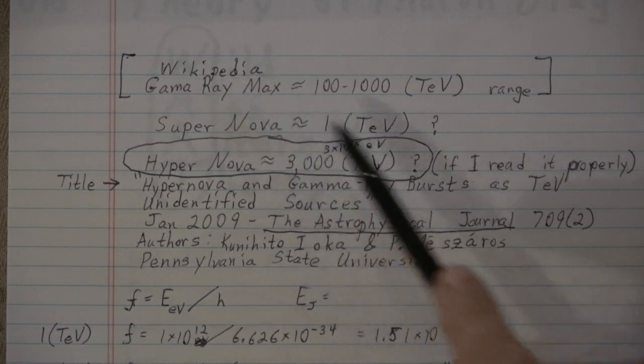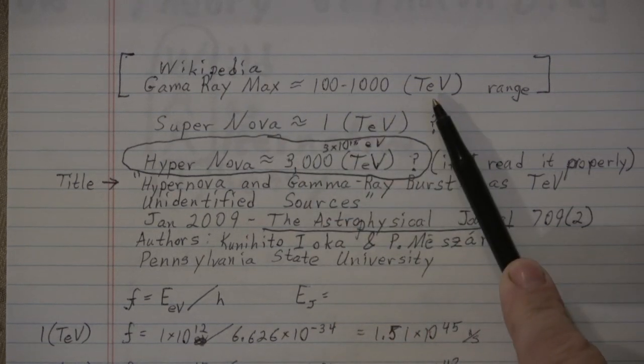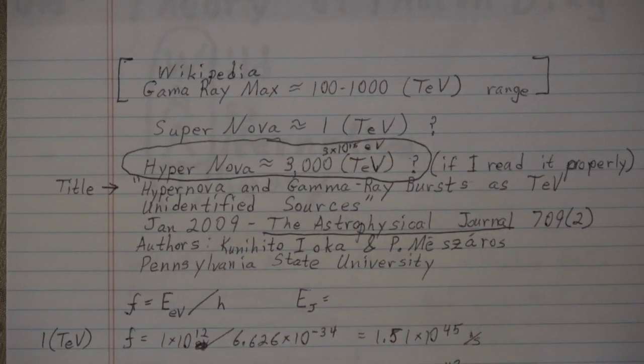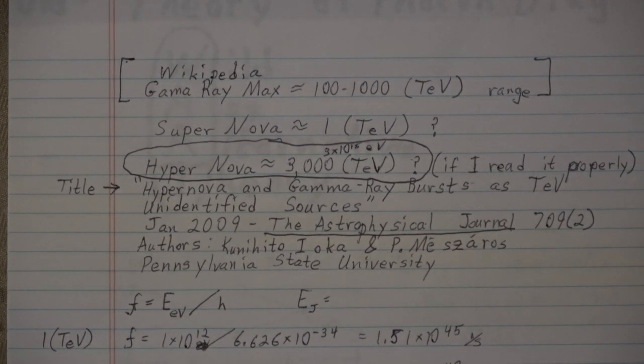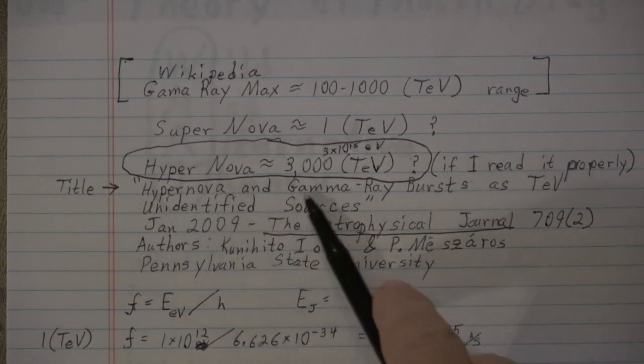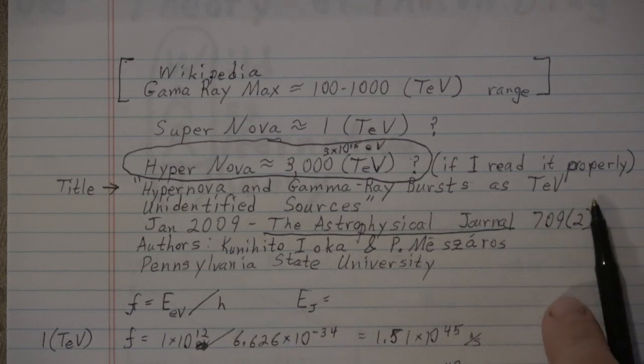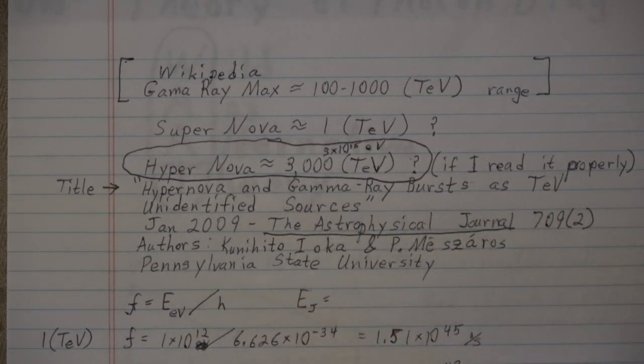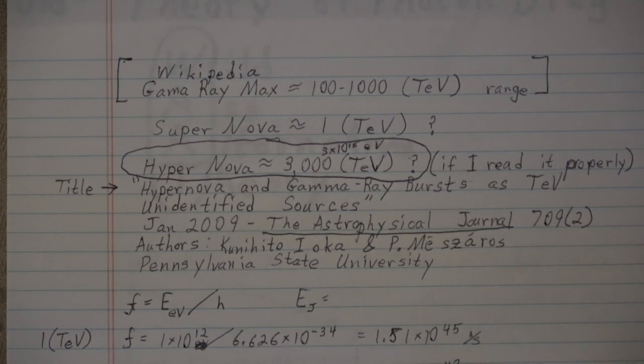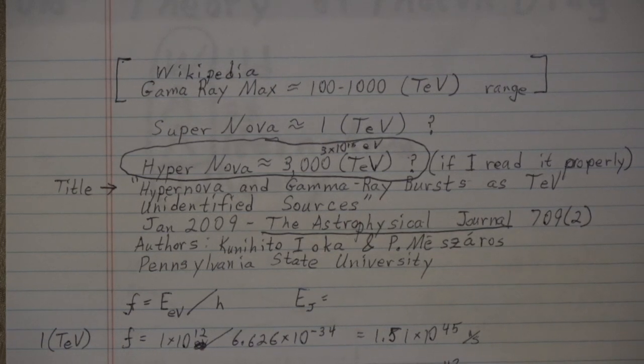gamma ray mix off of Wikipedia, and we're looking at teravolts, and we're looking at it in eV range rather than range of joules. Hypernova is some of the biggest we've seen. If I read it properly, we're looking at 3,000 max on the tera electron volts. That's very high energy photons. So whether there's a maximum energy photon or not, we don't know.